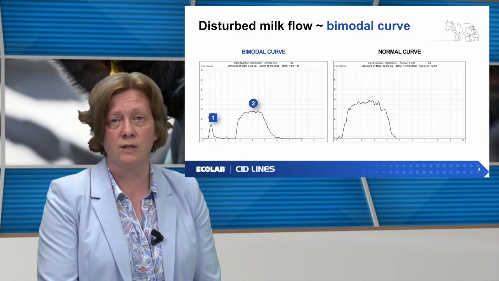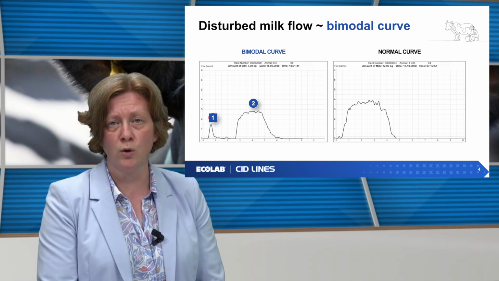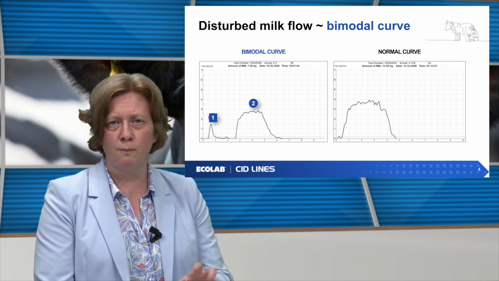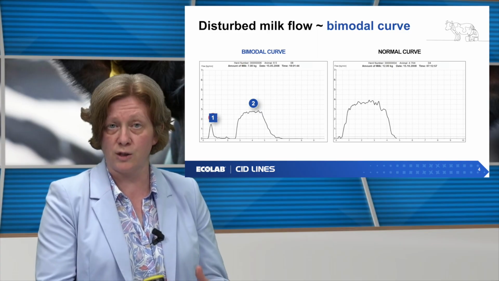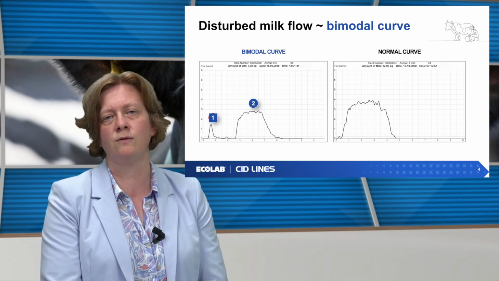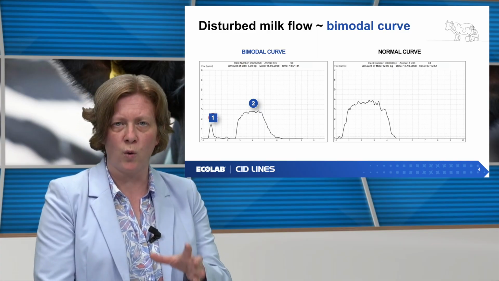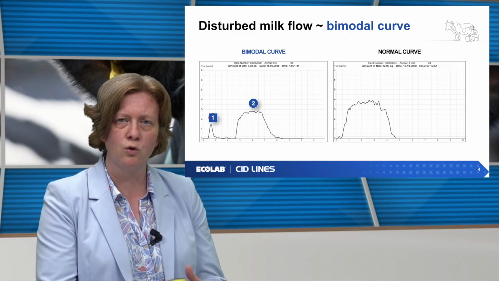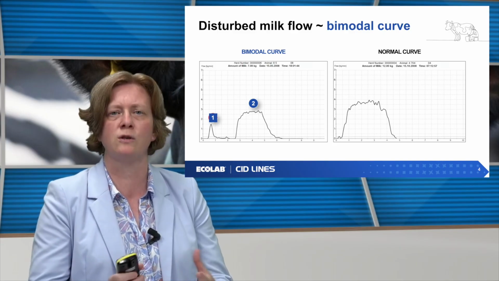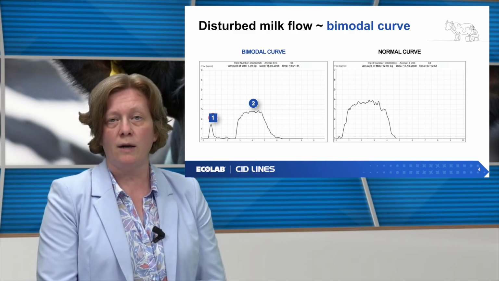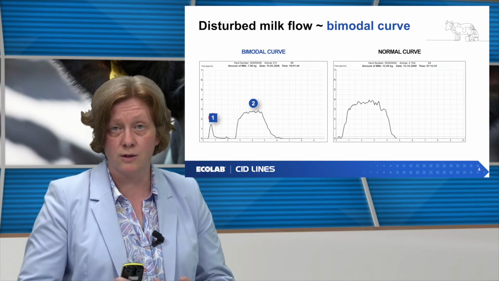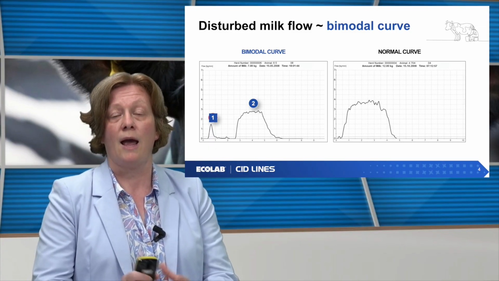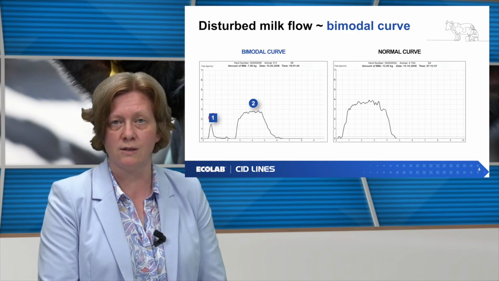Now, that's what you see on the left side, the bimodal curve. And there you see two peaks. Peak 1 is the 20% of milk that is present in the udder when the cow enters the milking parlor. On the y-axis, you can see the kilogram of milk per minute, so it's the milk flow. The 1 is the milk that is present, the 2 is the milk that is squeezed into the udder and that was stored in the milk-producing cells.